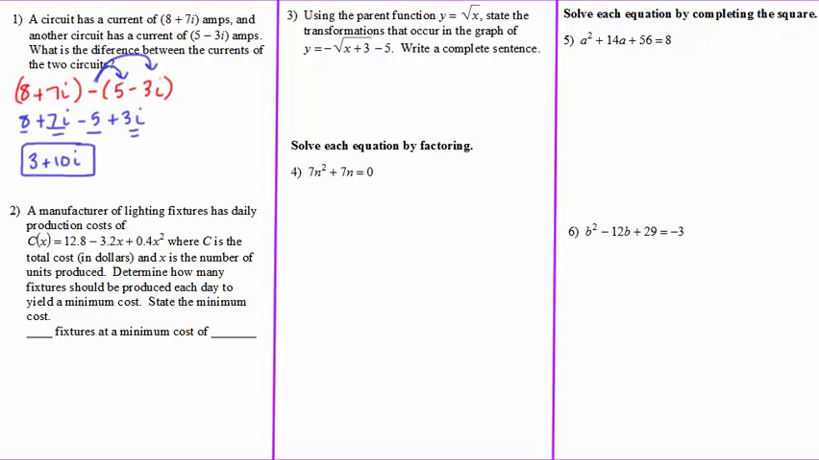And you might think that's a weird question, but imaginary numbers actually are really used with electric circuits and things like that, so go figure.